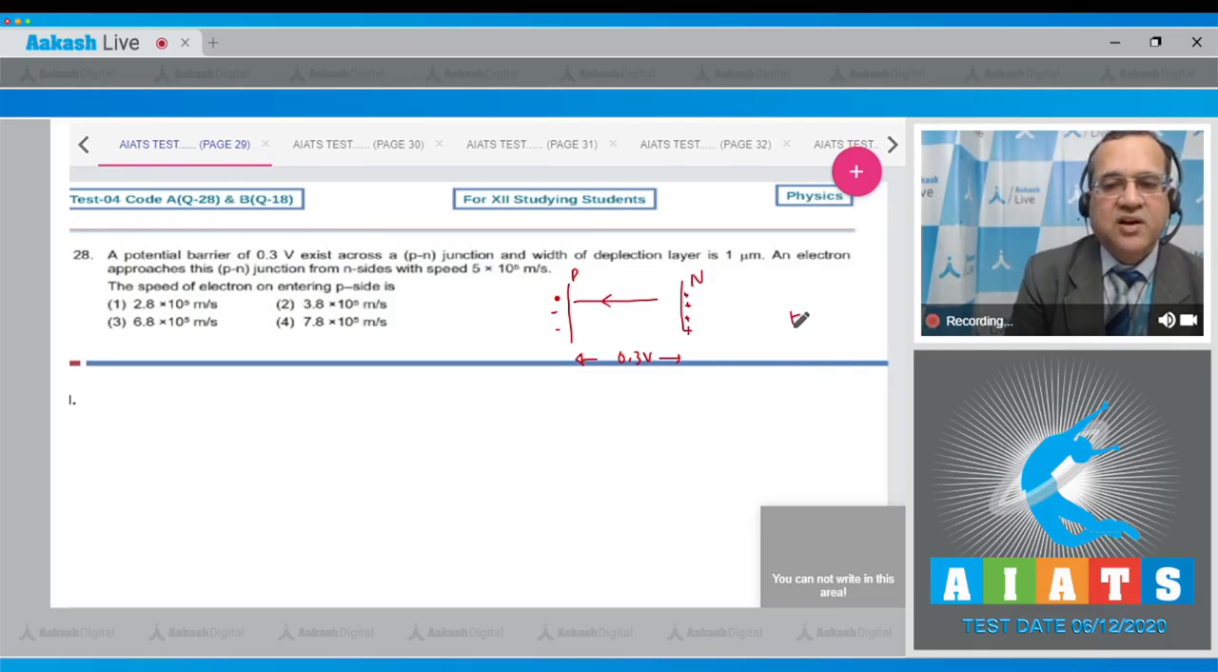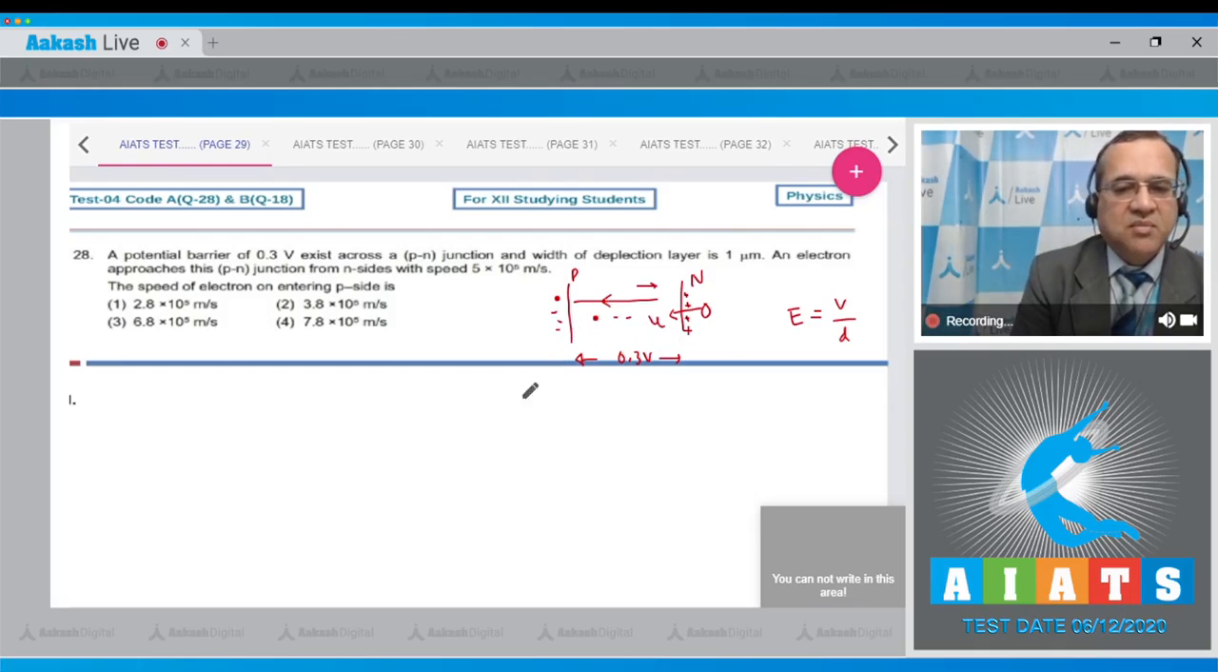And how much is the electric field? The electric field is equal to potential divided by the thickness, and thickness is 1 micrometer. Now, as this charged particle enters with a certain speed, it will experience a force in the opposite direction because of its negative nature. So as it reaches here, it will be decelerated because of the negative force. Now the formula for constant acceleration is v squared equals u squared plus 2as, where u is the initial velocity.